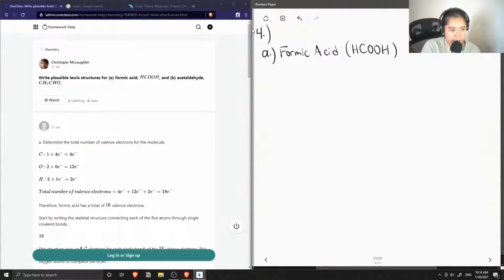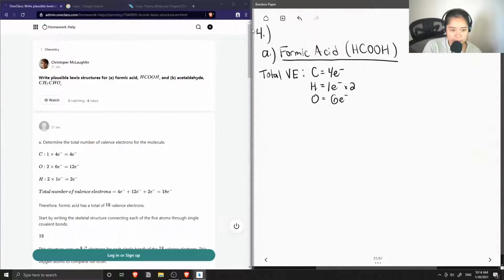And to write out its Lewis structure, we first need to calculate the total number of valence electrons in this compound. So we know that carbon has 4 valence electrons, hydrogen has 1, and there are 2 hydrogen atoms, so we multiply this by 2. And oxygen contains 6. And again, since there are 2 oxygen atoms, we multiply that by 2. And we get a total number of electrons equal to 18.